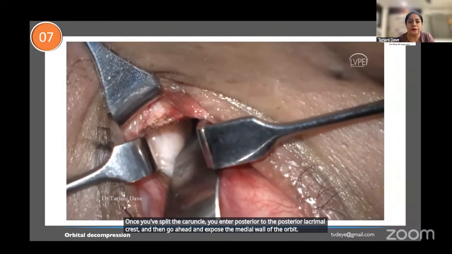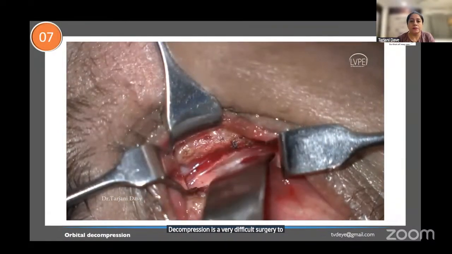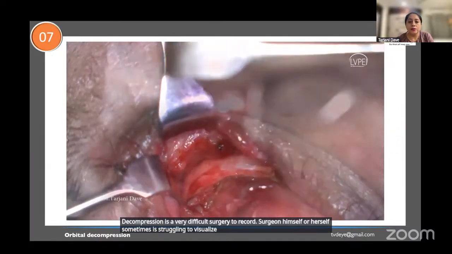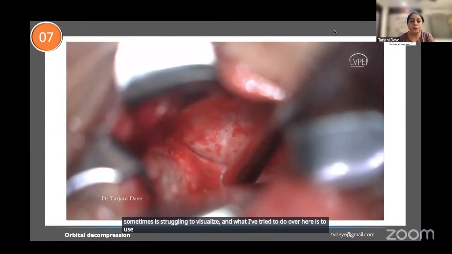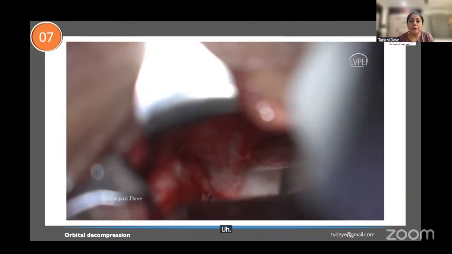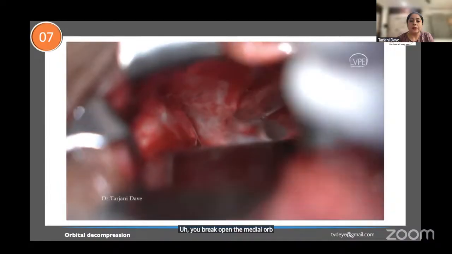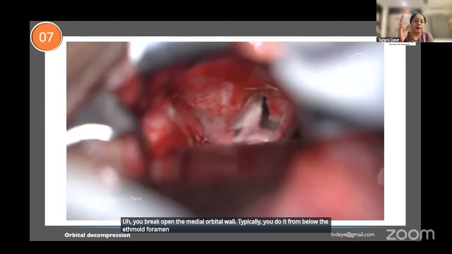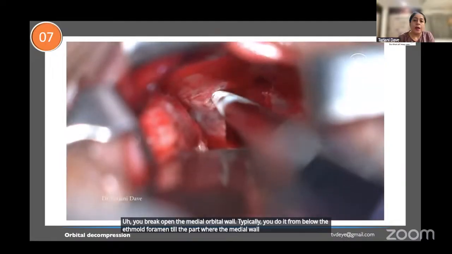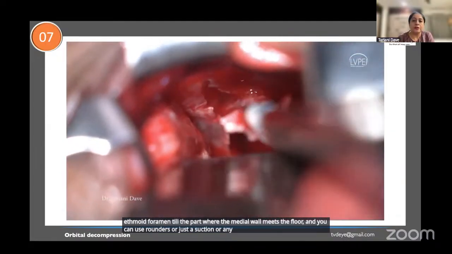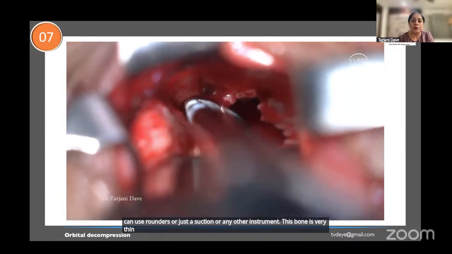Decompression is a very difficult surgery to record. The surgeon himself or herself sometimes is struggling to visualize. What I've tried to do over here is to use a microscope through which you're seeing the medial orbital wall now. You break open the medial orbital wall. Typically, you do it from below the ethmoid foramen till the part where the medial wall meets the floor. And you can use rounders or just a suction or any other instrument. This bone is very thin, easily pliable, and can be removed.